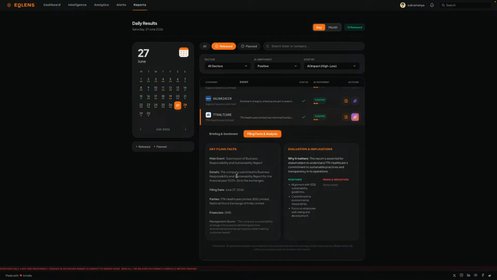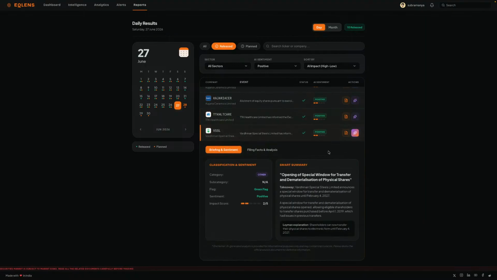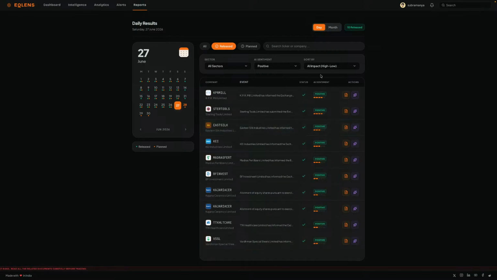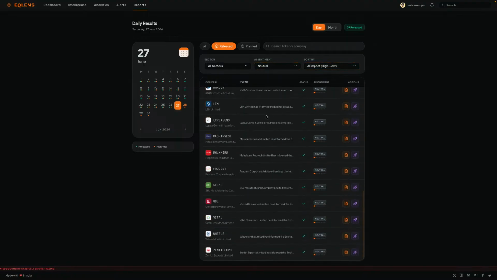I'm gonna check filing and facts. Alignment with SEBI guidelines, commitment to environment, stewardship, focus on employee well-being. All right, that's good. Okay, and VSSL. Opening of special window for transfer dematerialization. All right, there is absolutely no great news in this. I'm just gonna check all the neutral ones as well.